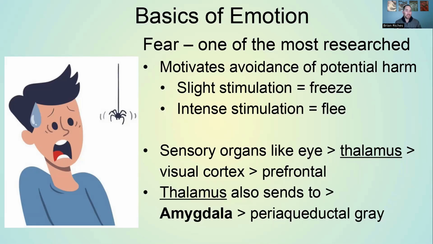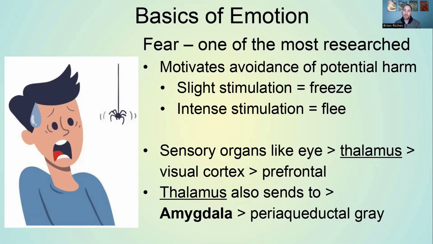If you think of a deer standing in headlights, it's in the freeze. It's getting a slight stimulation to all of the sensory organs and the pieces of the brain that are involved in fear, which we'll describe in just a minute. So a little bit of stimulation in the fear area of the brain, versus if it then runs away or jumps away, it's getting more intense stimulation there.